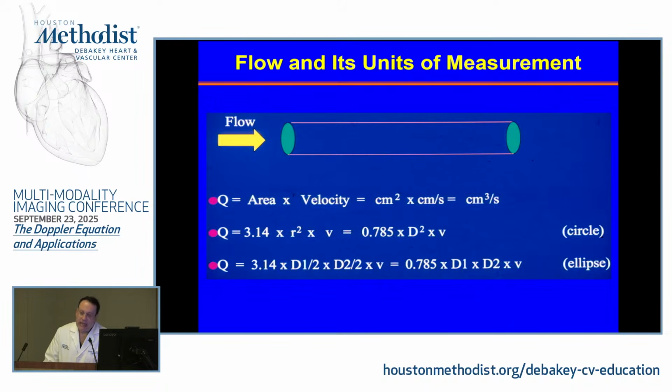If it is a cross-section of a circle, then this is 3.14 multiplied by the square of the radius. Of course, multiplied by velocity if I want flow. If it is an ellipse, then I need to get the two perpendicular, we can call them diameters. There will be a longer one and there will be a shorter one, and this is where that comes.